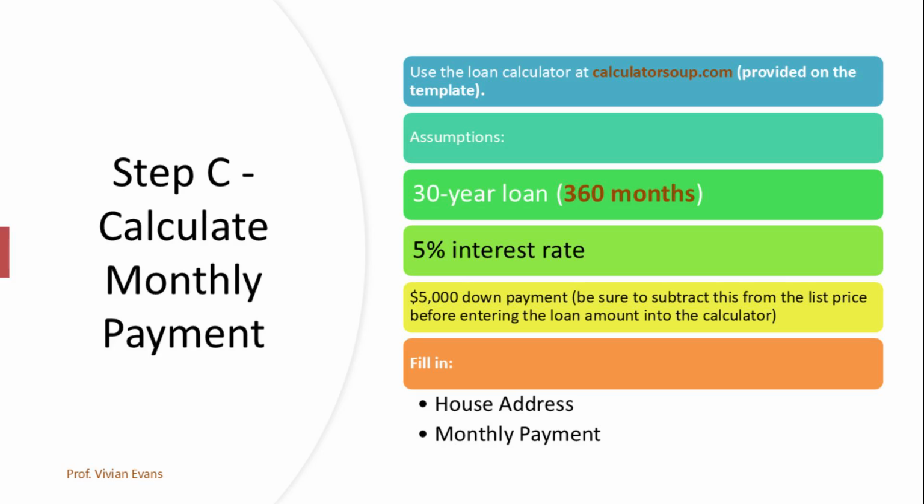With your houses of interest in mind, calculate the monthly payment using the loan calculator at calculatorsoup.com. The link is provided on the portfolio template. Assume a 30-year loan or 360 months with a 5% interest rate and a $5,000 down payment. This step is vital to understanding the financial commitment involved in purchasing a home. Be sure to subtract the $5,000 down payment from the list price before entering the loan amount into the calculator.